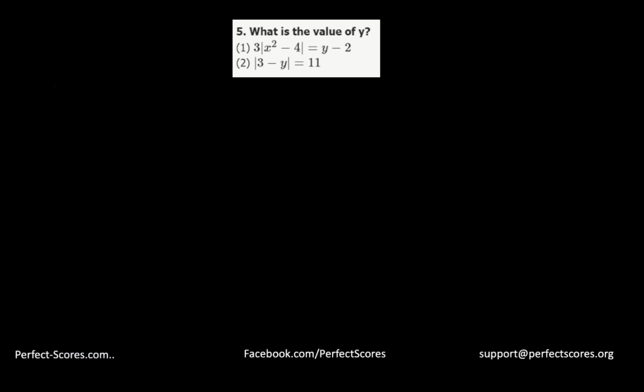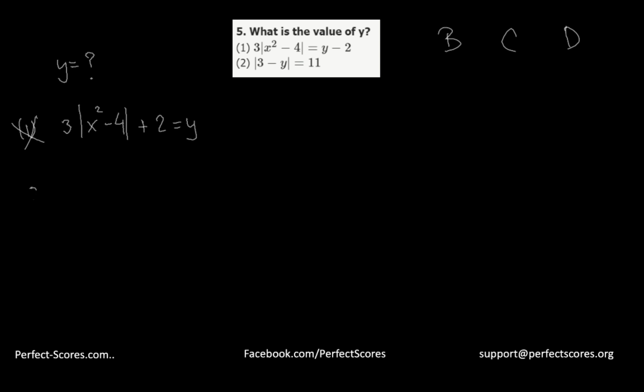What is y? First statement says 3 times the absolute value of x squared minus 4, plus 2, is y. So it depends on the value of x. If x is 0, this is something else. If x is 1, this is something else. So we don't know the value of y. So it's either answer option B, C, or D.